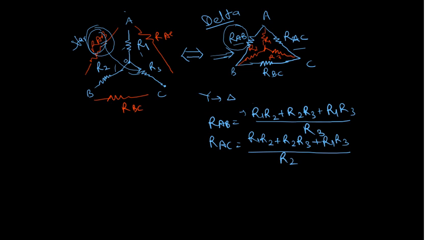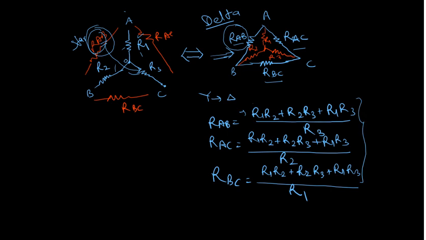Similarly, if you want to calculate RBC, the numerator will remain the same and the denominator will be the opposite arm. RBC is here, and its opposite arm is R1. So you will take R1 at this point. So this is the star to delta conversion.